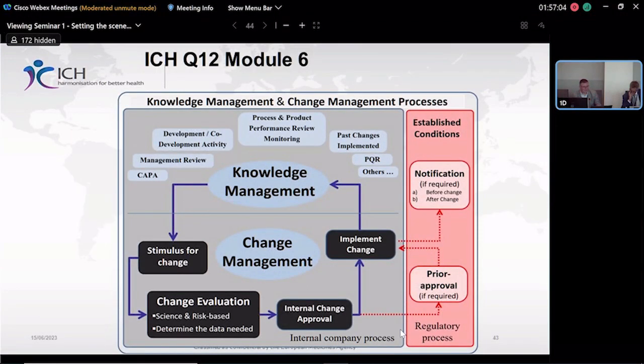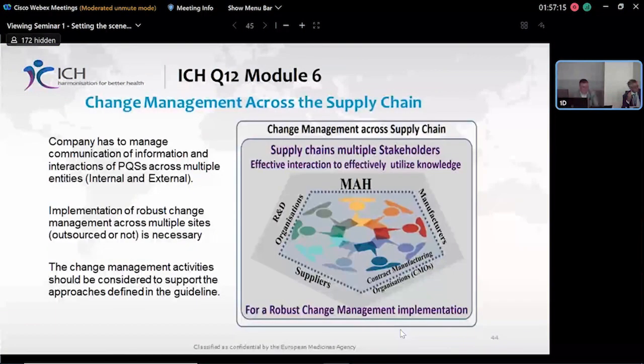And that then gives us the confidence as assessors to accept that we are seeing the communications at the right level, whether they're notifications or prior approval. So managing the supply chain, supply chains these days are much more complex than they used to be. So you have the MA holder who's coordinating everything.